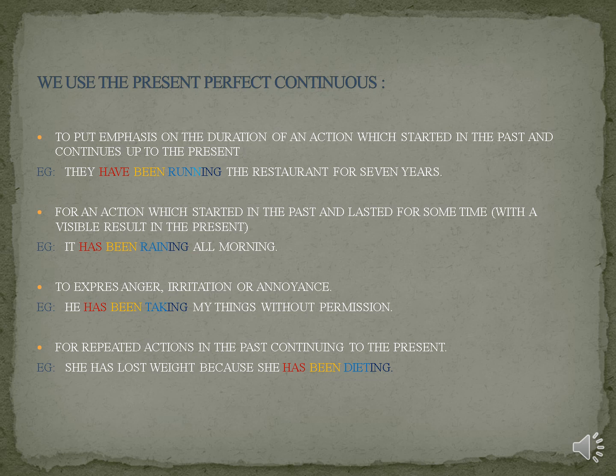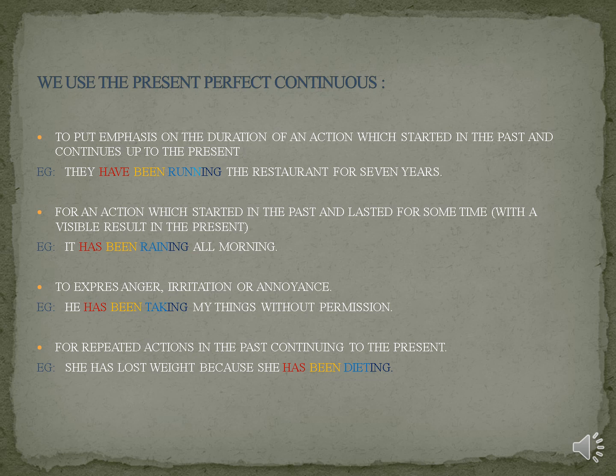They still run it. It is used for an action which started in the past and lasted for some time. It is also used with a visible result in the present. For example, it has been raining all morning, and you can also see it. It is used to express anger, irritation, or annoyance, that is, negative feelings. For example, he has been taking my things without permission.